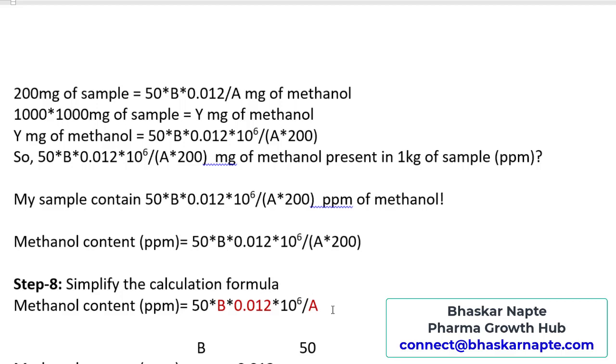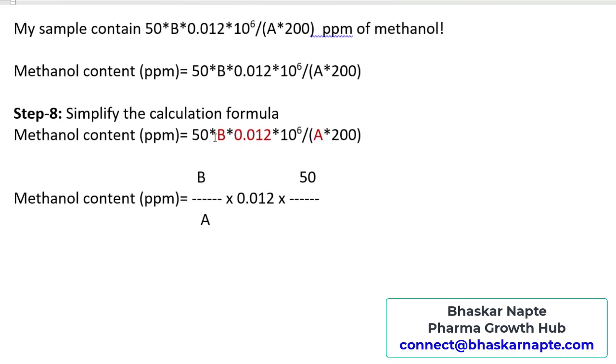All right. So let me also put over here now A into 200, and the 200 is how? What is 200? 200 is our sample weight. So I have taken the 50, which is the dilution of the sample, if you remember. And now I am going to take this 200, which is the sample weight.